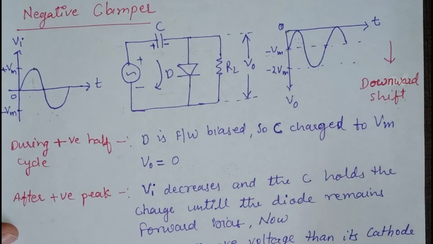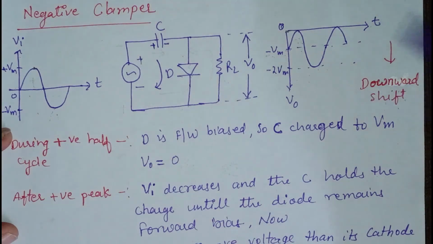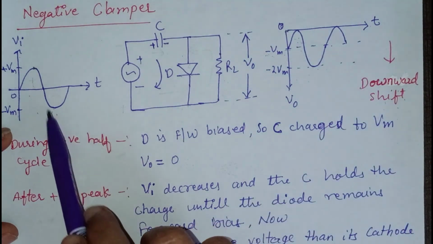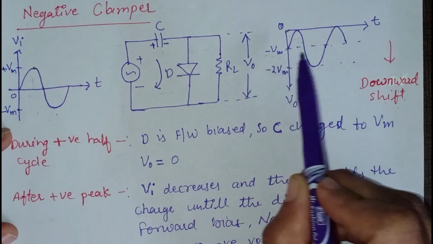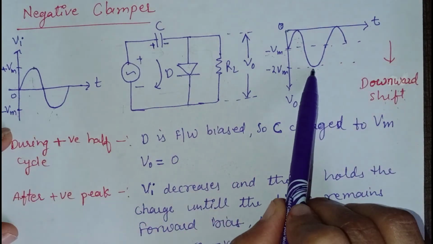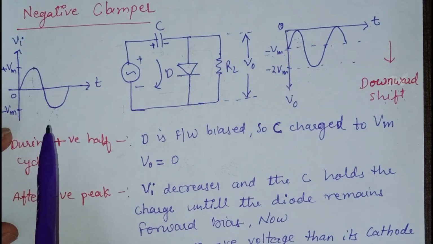In this video, we will study negative clamper. In case of negative clamper, positive peak of the input signal is shifted downward and it touches the zero level. After negative clamping the input signal, a DC level of minus Vm is introduced in this signal. The shape of output signal after negative clamping is same as that of the input signal.